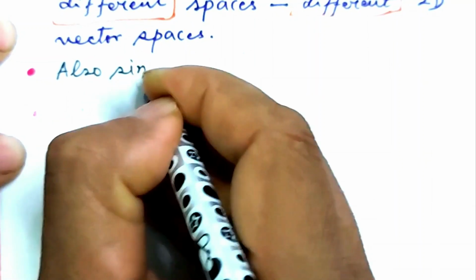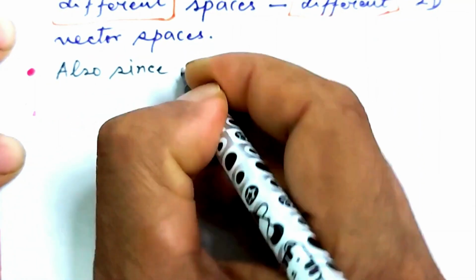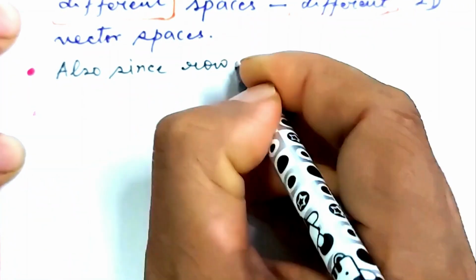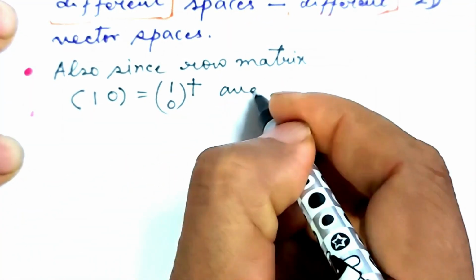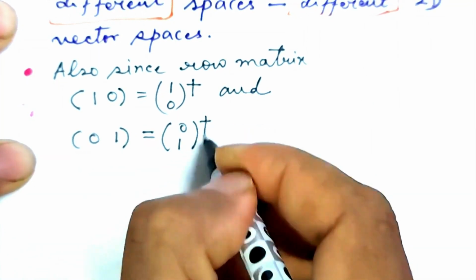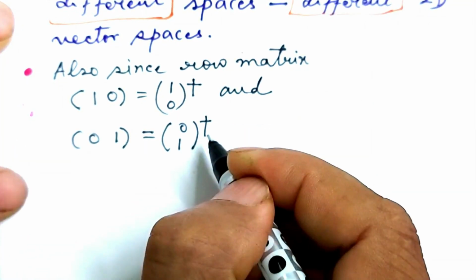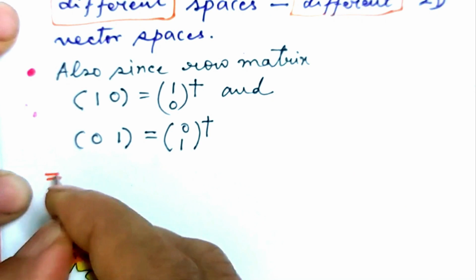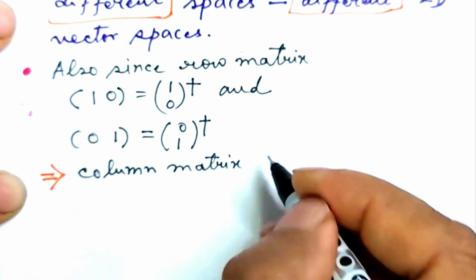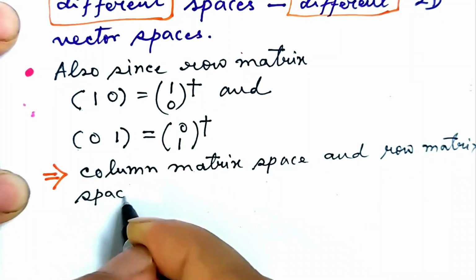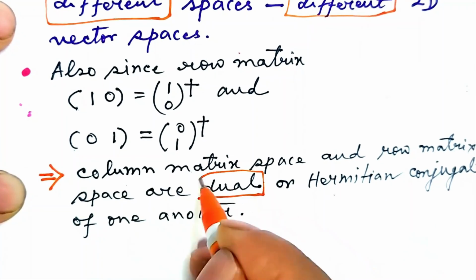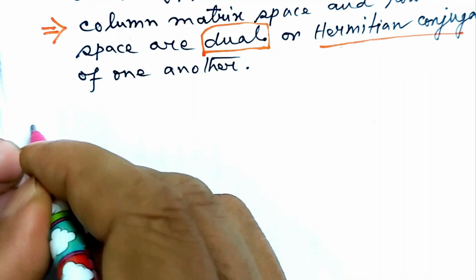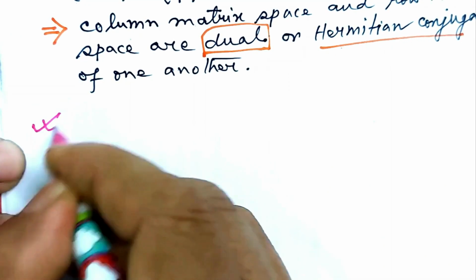Also, since the row matrices have been generated from the column matrices, for instance row matrix 1, 0 from column matrix 1, 0 and row matrix 0, 1 from column matrix 0, 1, by taking Hermitian conjugate, it follows that column matrix space and row matrix space are dual or Hermitian conjugate of one another. We thus have come to the end of our discussion.